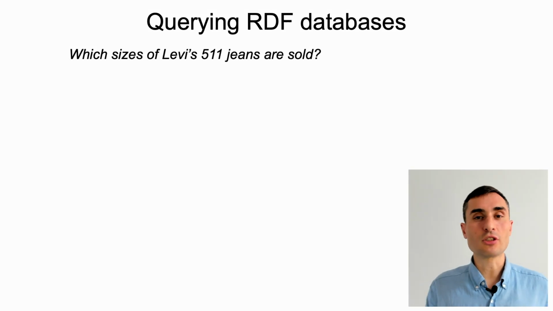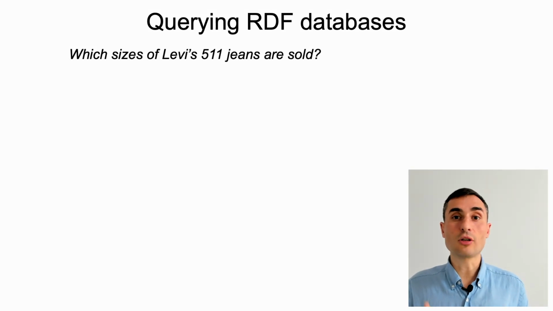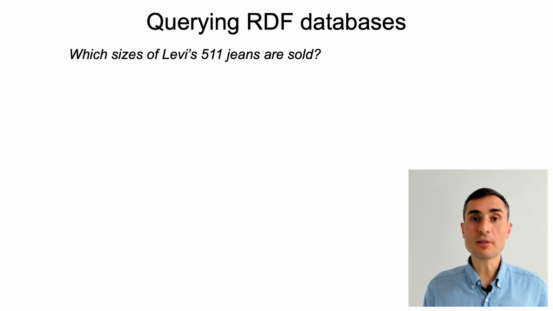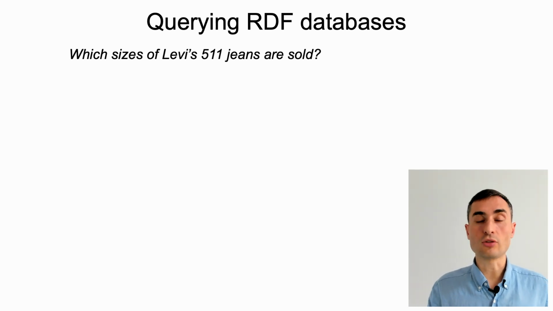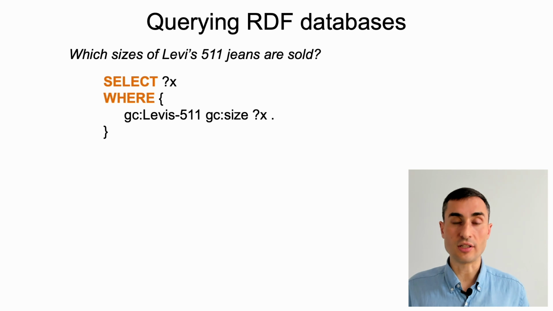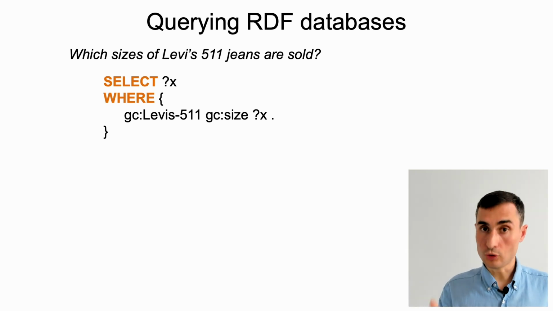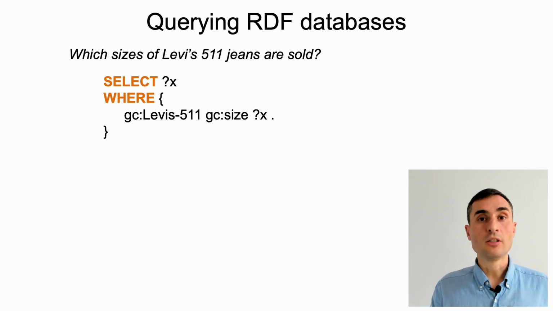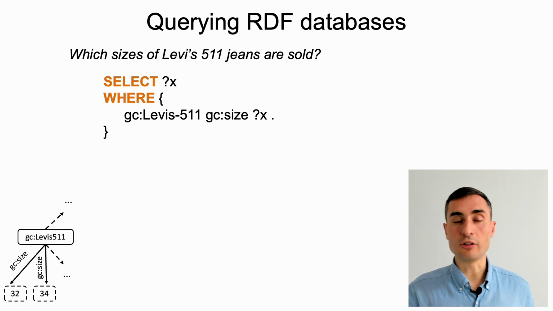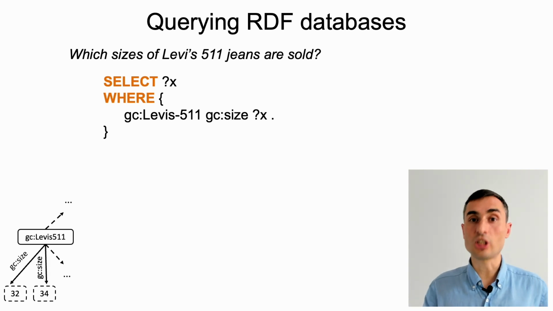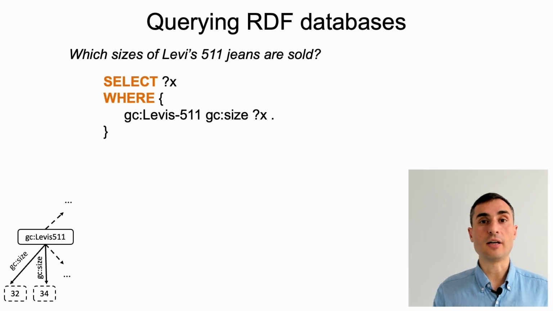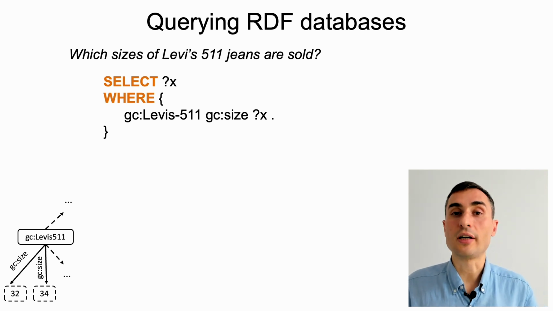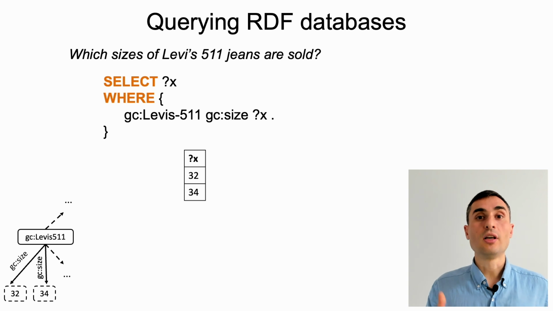Consider one of the motivating questions from the beginning of this video: which size of Levi's 511 are sold? You could simply issue the following Sparkle query that contains only two clauses, select and where, to answer this question. As with every other high-level query language, results of queries are tables of bindings to your projected variables, which are expressed in the select clause in Sparkle. So on our example database, the relevant part of which I'm showing on the slide, there were two triples about the size of Levi's 511 genes. So the result of this query in our example database would contain a table with two tuples, 32 and 34.